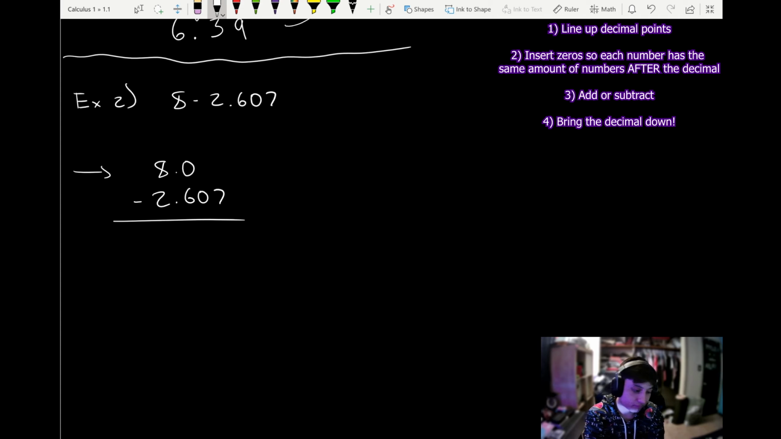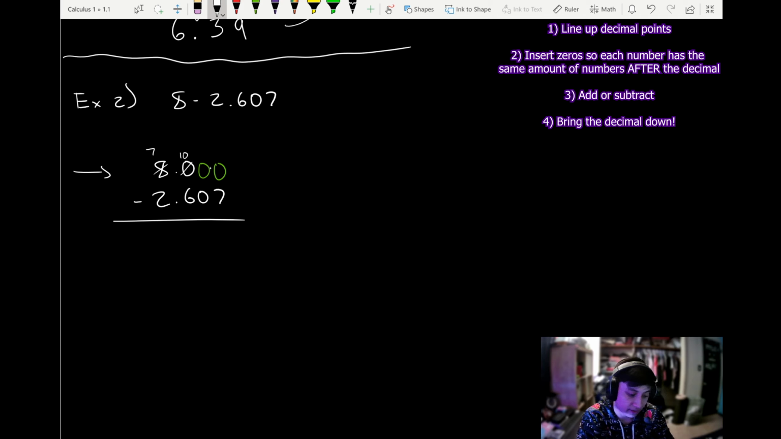So this 8.0 is definitely shorter in length than the 2.607, right? So we need to add some zeros here. Third step is add or subtract, okay? So how do we subtract this? Well, we can't do 0 minus 7. We can do 0 minus 0, but we can't do 0 minus 6. So we're going to have to borrow from the 8, right? So we borrow from the 8. This becomes a 7. This becomes a 10, right?